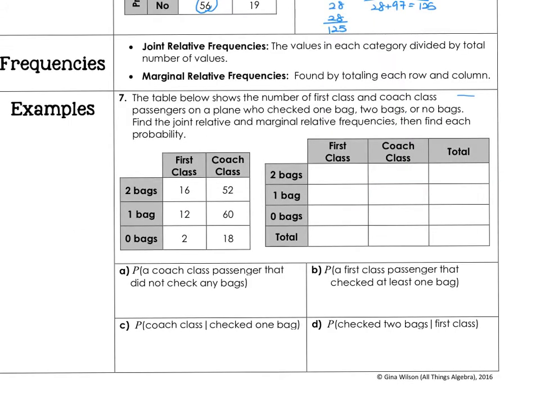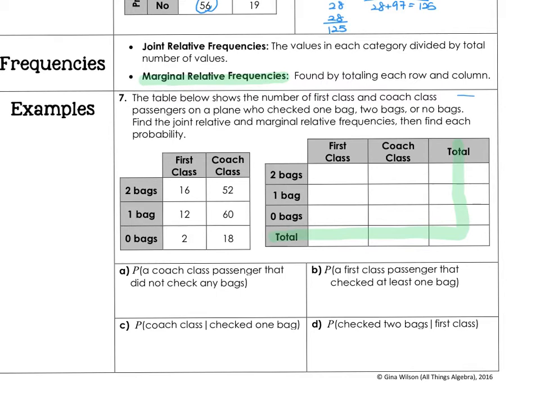Now let's look at frequency tables. There are two kinds of frequency tables. This is one of my favorites, marginal relative frequencies. Very quickly, you're going to find out what frequencies are all about. Marginal relative frequencies are found by totaling each row and column. So if you look at this, it has an extra column on the side and at the bottom that totals up each column and each row.